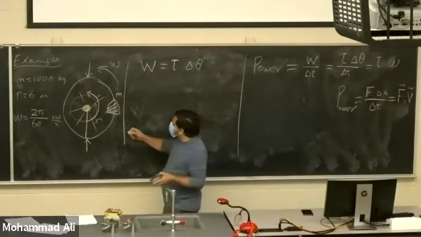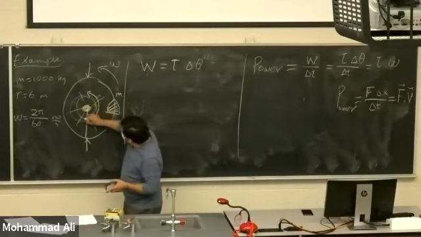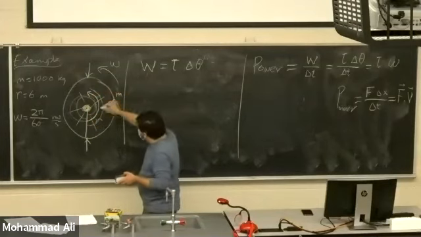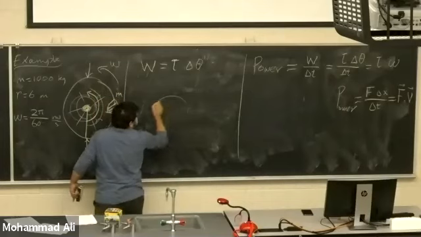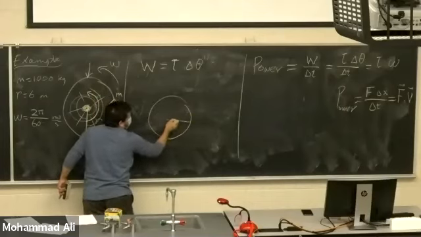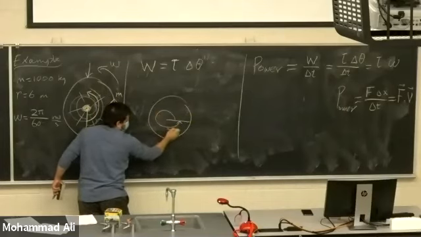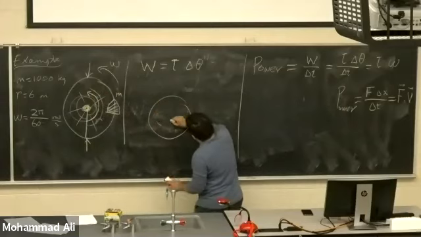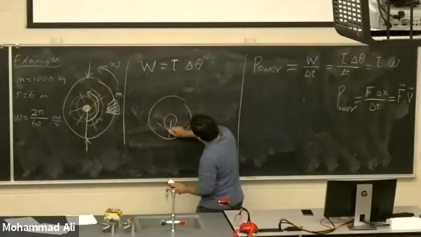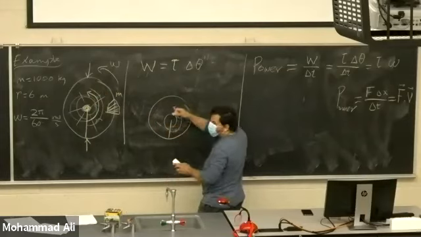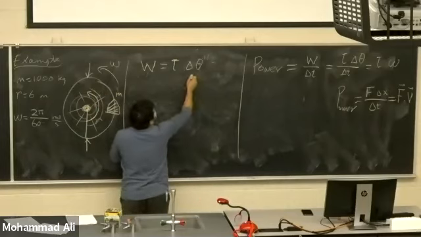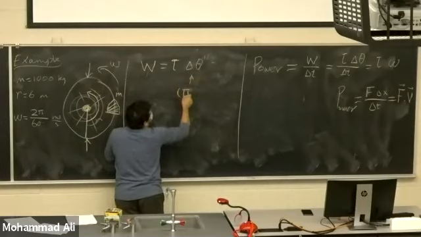Why pi? Because we have 2 pi. Now this is half around, so this is just pi. This is the circle. This is 2 pi. Now we have just half of 2 pi. So delta theta is just 1 pi.